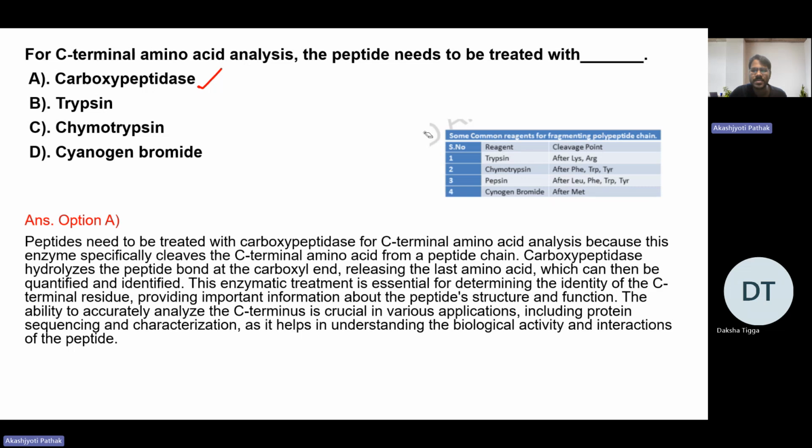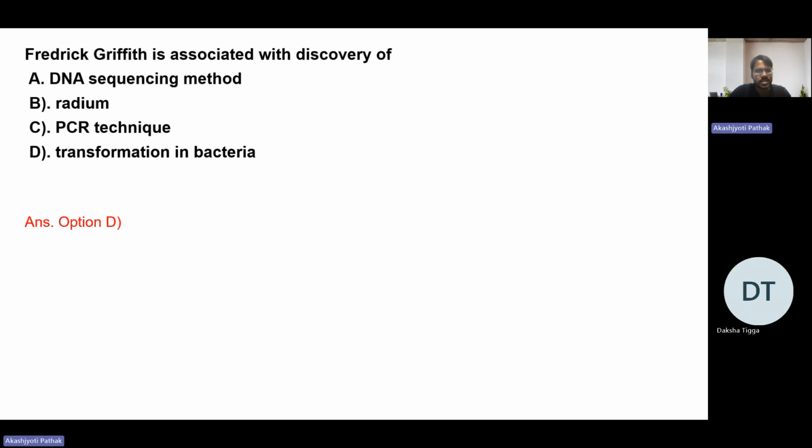Because they are required for mass spectrometry and for creating peptides that will be used for amino acid or peptide sequencing. So this carboxypeptidase will cleave at the C-terminal end. C-terminal end means what? At the carboxy end. C-terminal providing information about the peptide structure and function. C-terminal amino acid analysis.